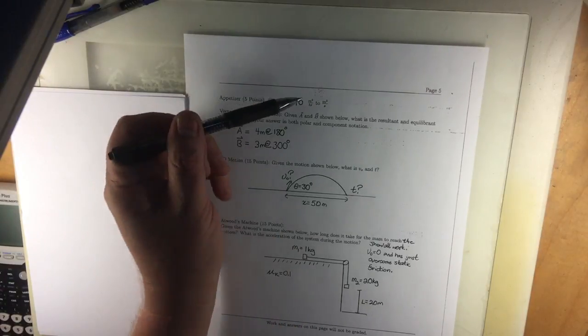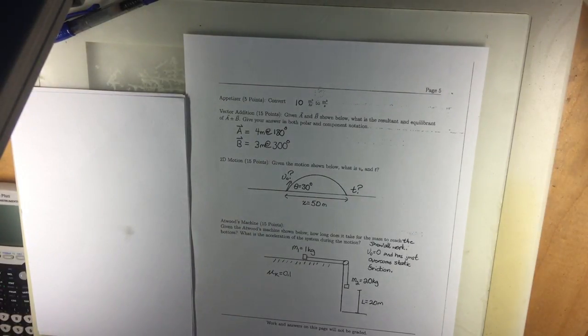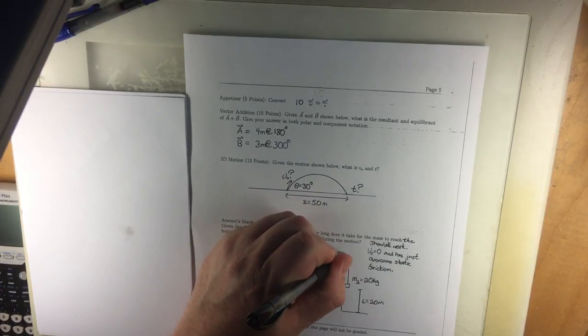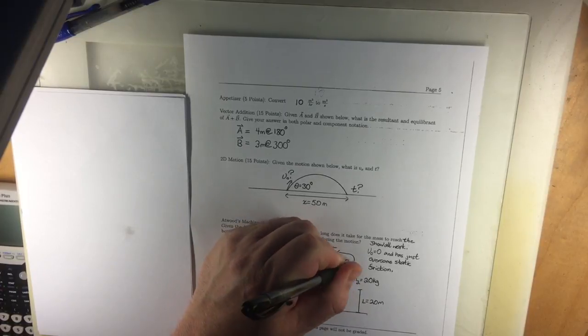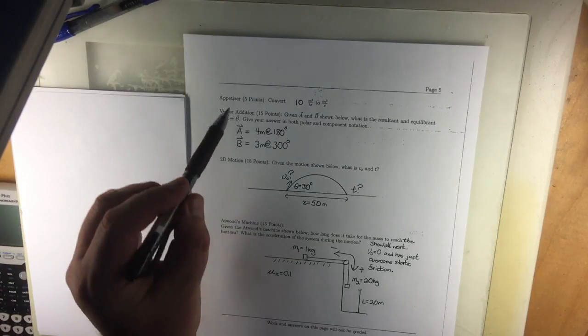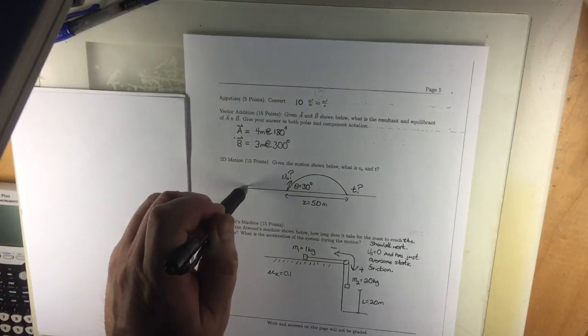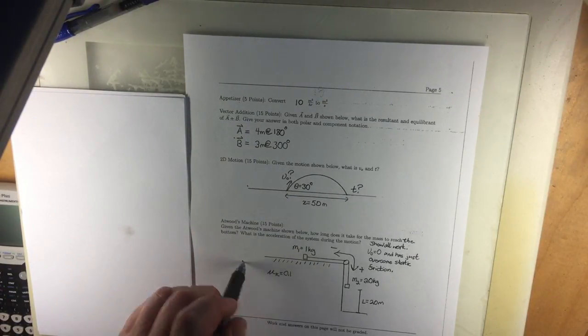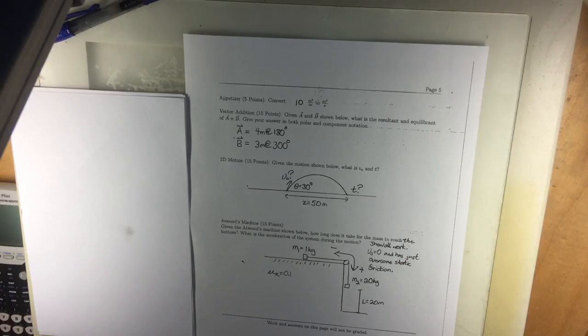You've got to do the conversion. You've got to do vector addition. You've got to do 2D motion. 1D motion actually is in this problem, because when you look at this, the number line is bent. So in reality, an Atwood's machine is a one-dimensional motion problem. So conversion, vector addition, 2D motion, 1D or Atwood's machine, that's all we got. It's all we're ever gonna get.